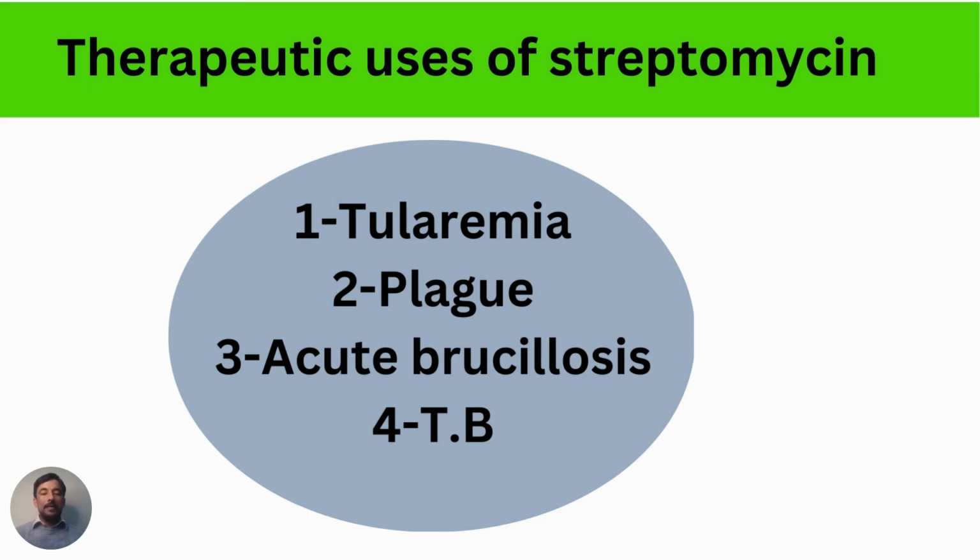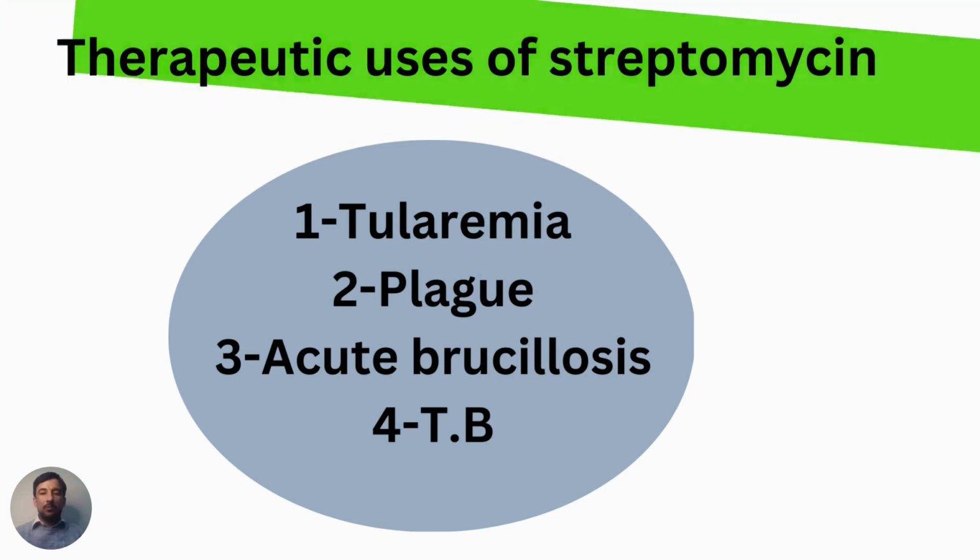Okay, and this drug is also effective in acute brucellosis. Brucellosis is also an infection, and the causative agent of brucellosis is Brucella species, specifically Brucella abortus. Okay, and this drug is also effective in TB as a second line agent. So these are some of the uses of streptomycin.